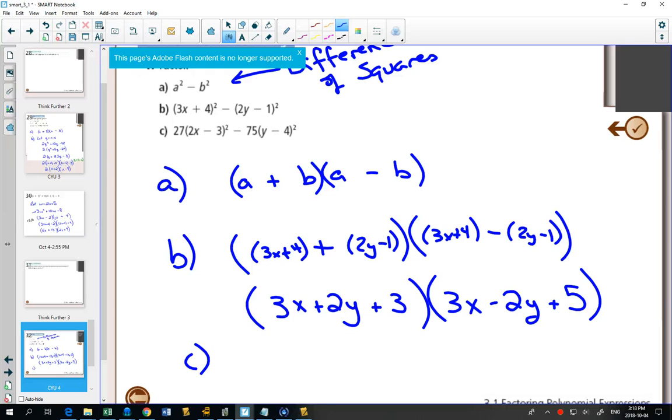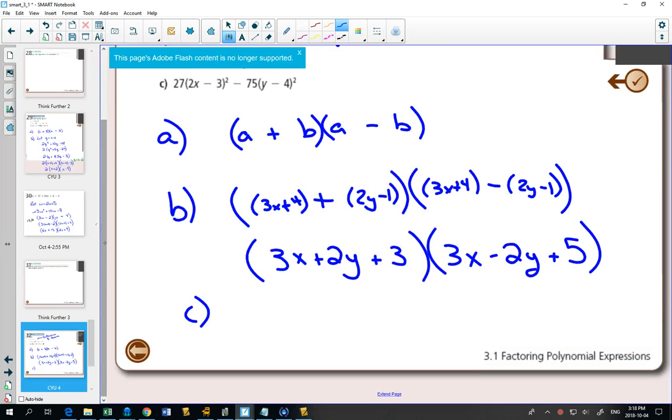However, if we do look at this first term and this term, is there a number that is in 27 that's also in 75? Is there a common factor that we could take out of those two terms? 3. 3 divides 27, 3 divides 75. So as a first step, I could factor out that 3.